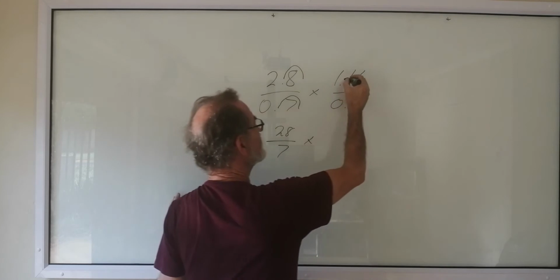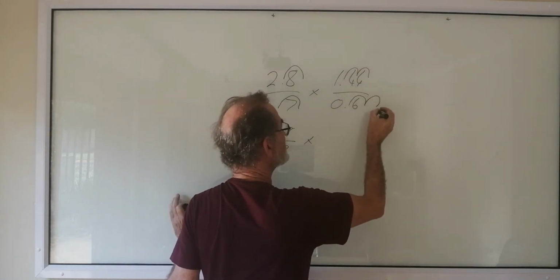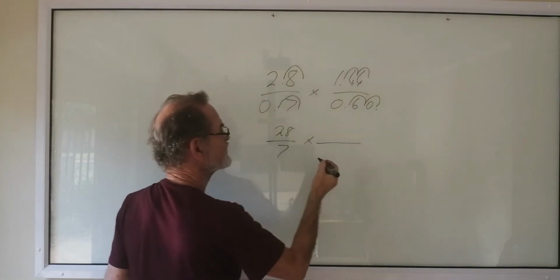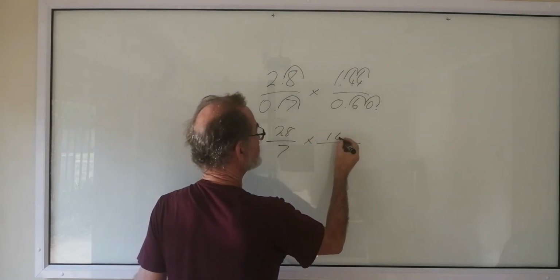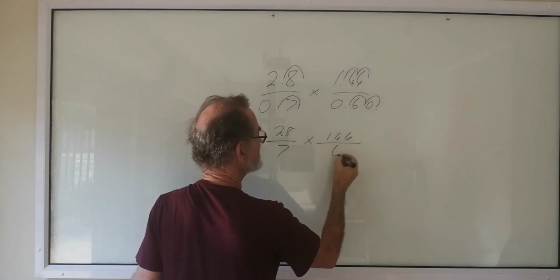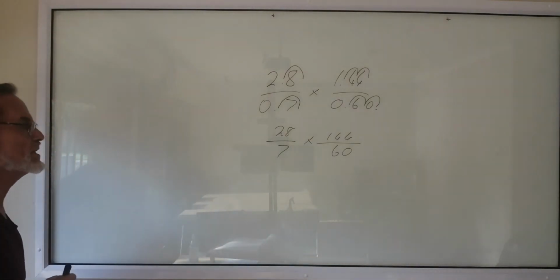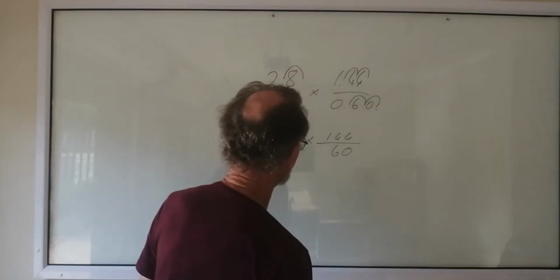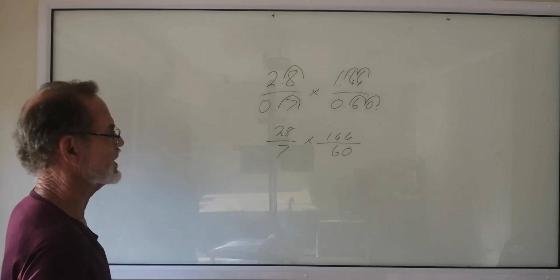And this we're going to move 2 this way, 1, 2. So this we have to move 1, 2. So there's going to be a 0 here. So we got 144 over 60. Now we can start cancelling to see whether we can simplify this before we multiply it out.